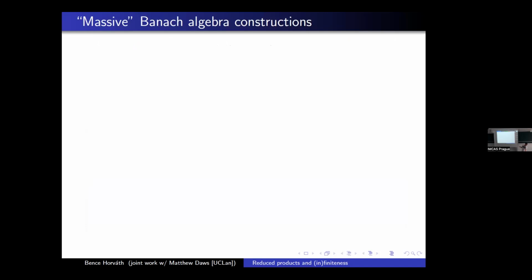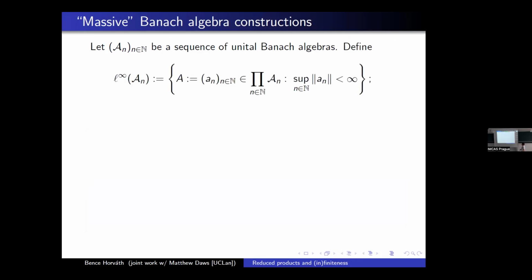So what this title says, I think, is massive Banach algebra constructions. We are slowly putting ingredients together. Just let me remind everyone what ultraproducts and ultrapowers and the asymptotic sequence algebra are. So let me just fix a sequence of unital Banach algebras, the A_n. You can take the L infinity of these A_n, which is just the bounded sequences. Each small a_n belongs to the capital A_n, and of course you require that the norms of these are uniformly bounded.